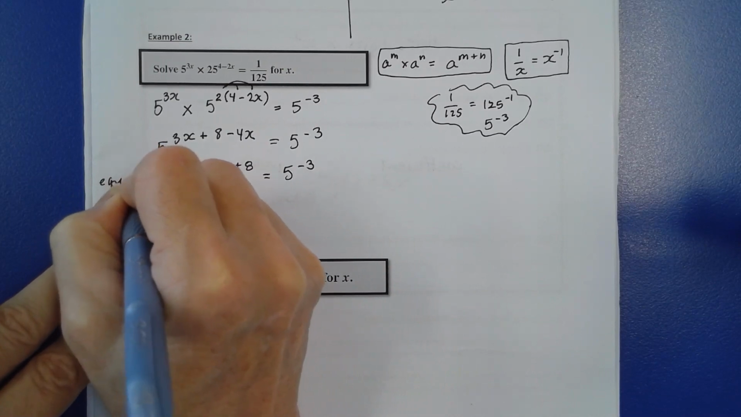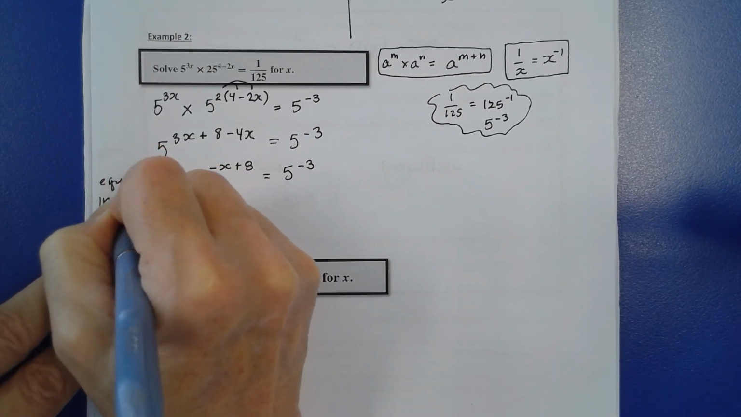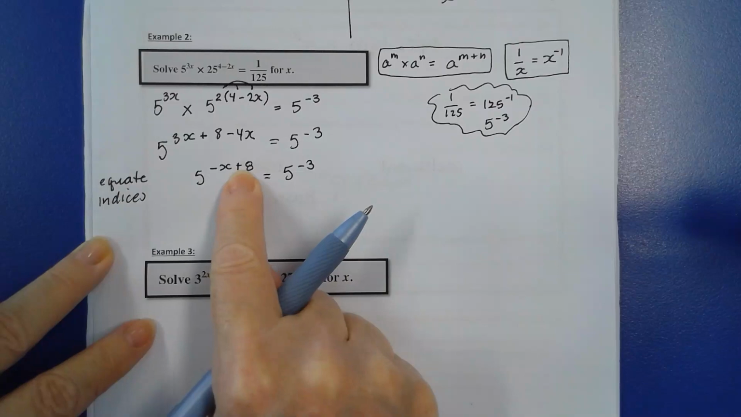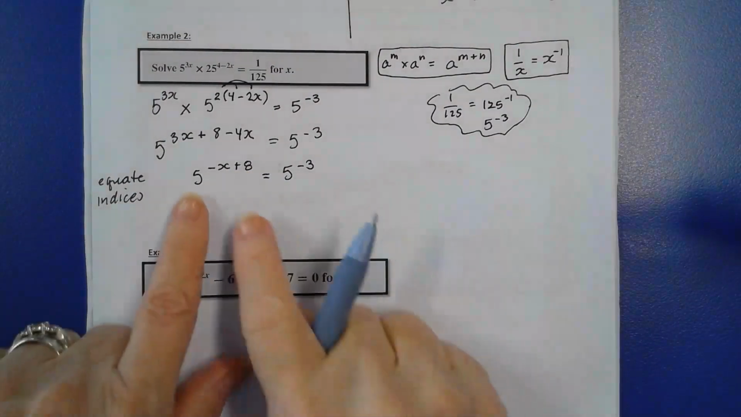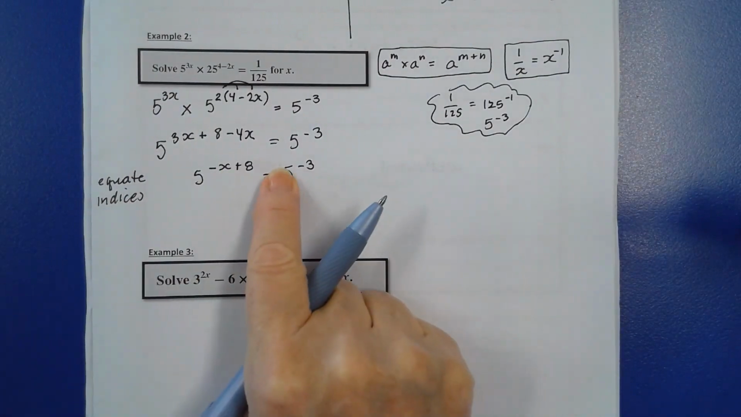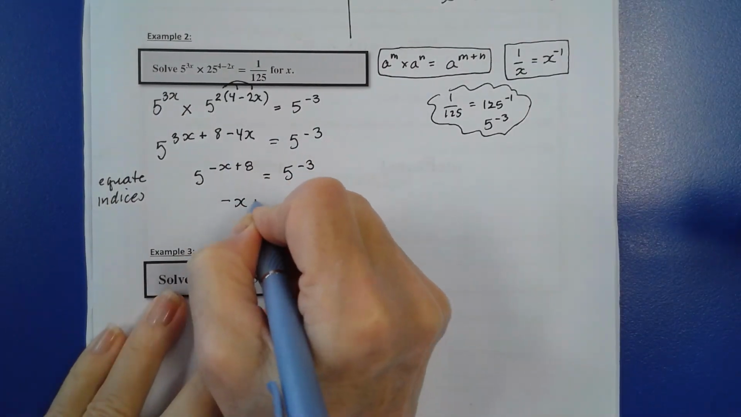Equate indices. And that can happen when I have 5 to the something and 5 to the something. I can't do it when I have 2 5s or a 5 and a 3 or whatever. But if it's just one number to a power and that same number to a power, then I can write this down.